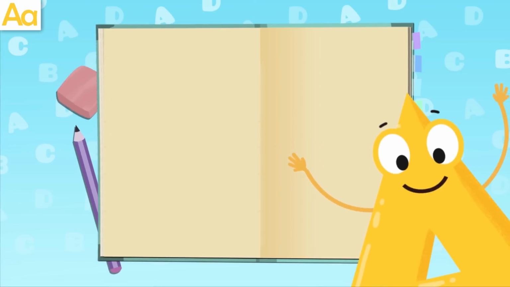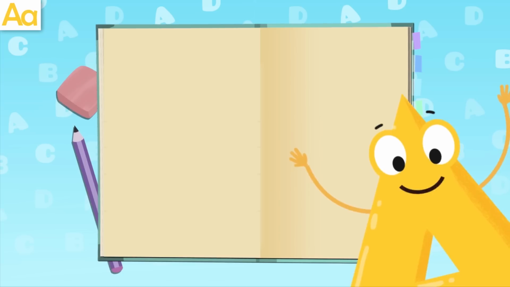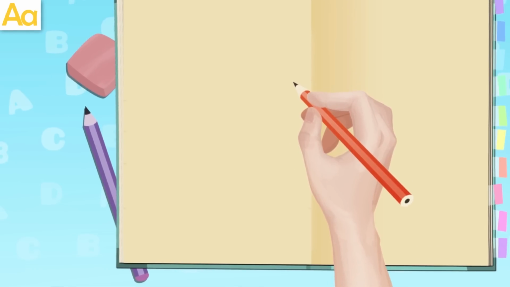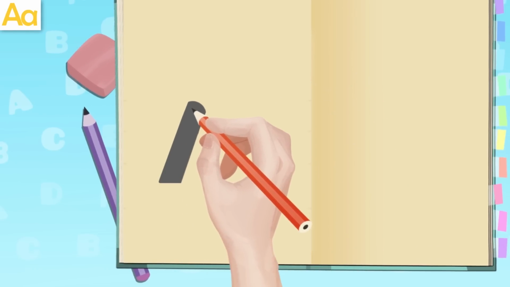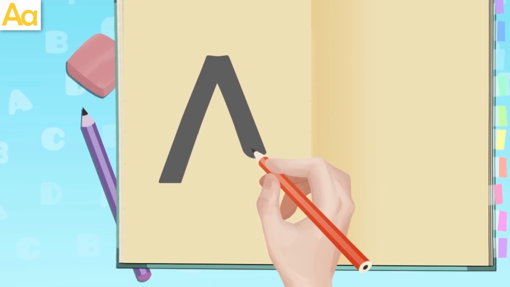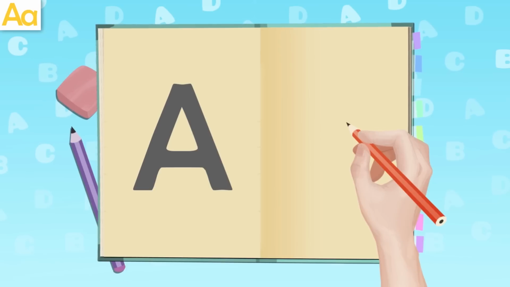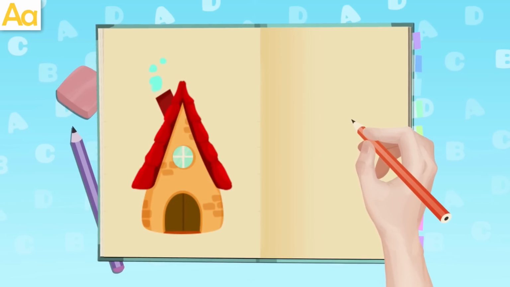You can also write with me whenever you like. I can show you. Let's start with a capital letter. It's easier. We draw one little stick this way, another that way, and right in the middle, we join them together. Good job! Look, it's like a house.